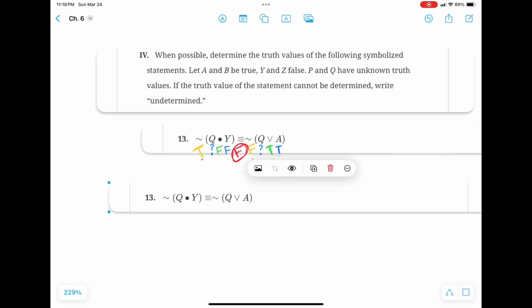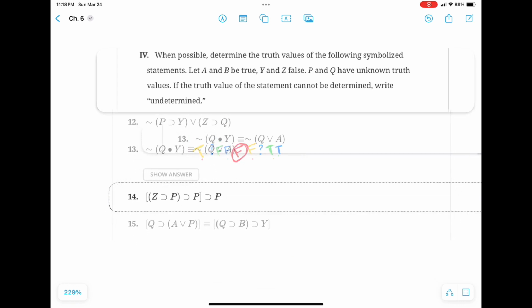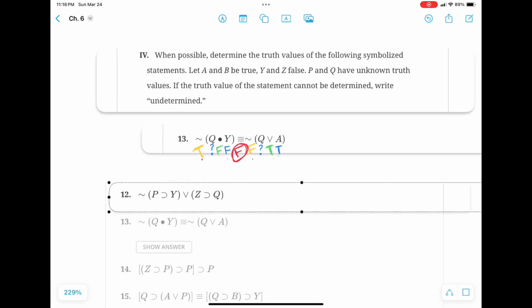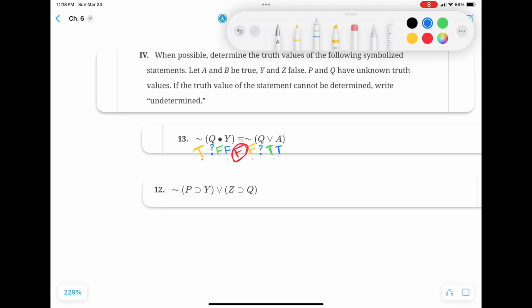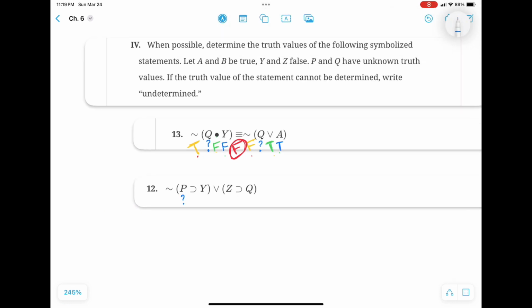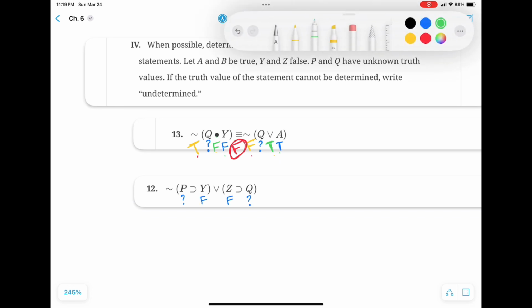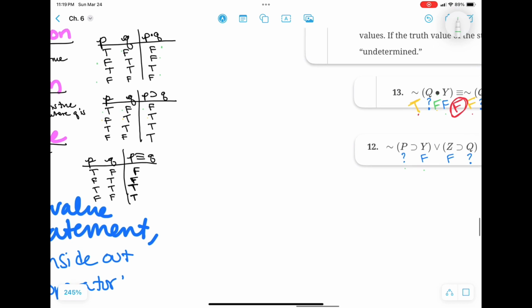Again, I know I'm going through it quickly, so try to work through this next one on your own before you see how I go through it, so that you can see if you can work through what can and cannot be determined. So again, label what we know and what we don't know. P and Q are unknown. Z and Y are false. A and B are true. There's no A's and B's here.